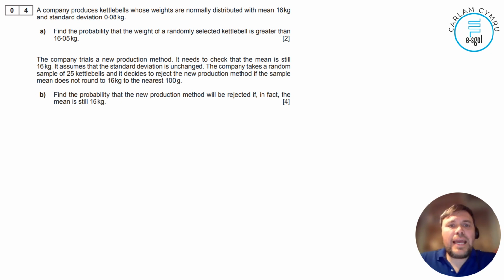A company produces kettlebells whose weights are normally distributed with mean 16 kilograms and standard deviation 0.08.